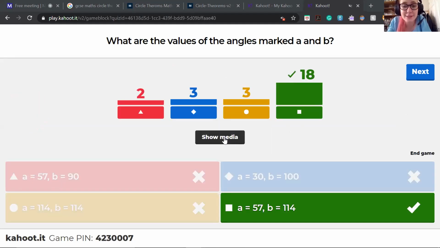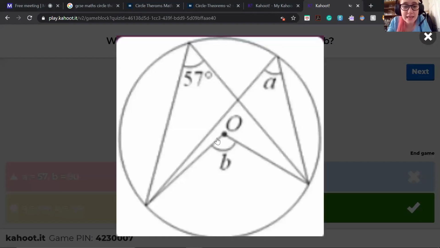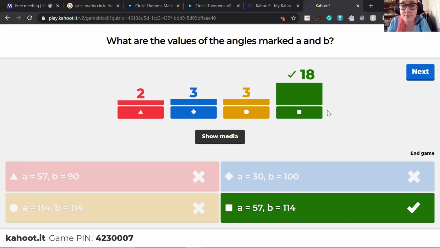Brilliant. Well done. Again, vast majority of people. So to find B, it's twice the angle at the circumference, so it's 114. And to find A, it comes from the same chord, so it's equal to this angle of 57. Brilliant.